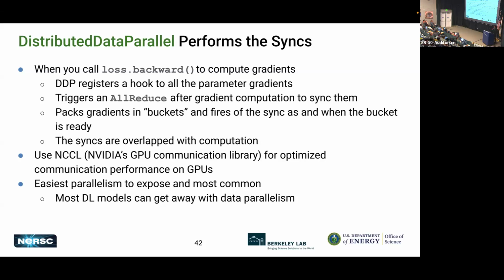For NVIDIA GPUs, you want to make sure you're using NCCL, which is the NVIDIA Collective Communications Library, very similar to MPI, for optimized communication performance on GPUs. So NCCL underneath the hood will implement the all-reduce operation for you. And as I said before, data parallelism is the easiest parallelism to expose and most common. Most deep learning models can get away with data parallelism, and unless you're working with large models or large dataset sizes, it is generally not recommended to go towards advanced parallelization strategies.